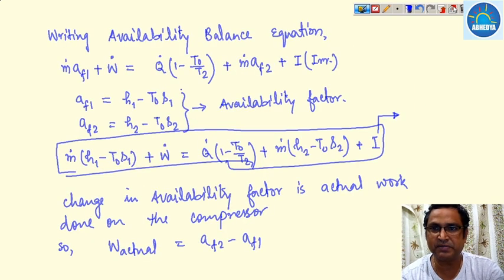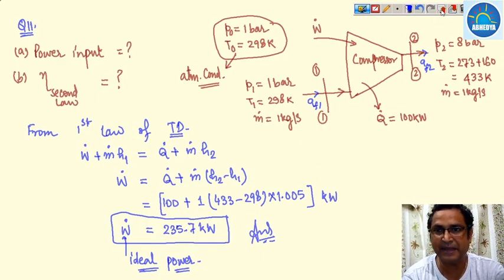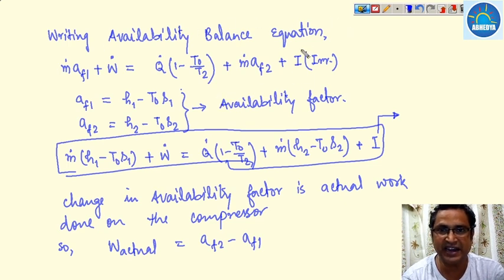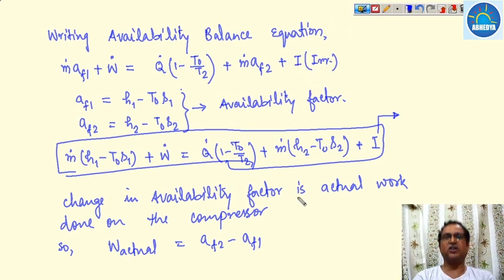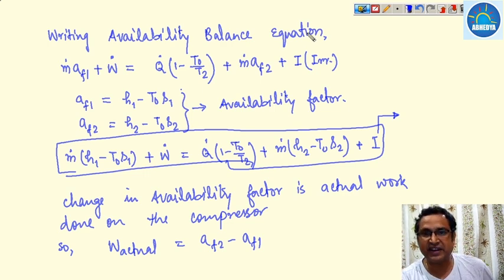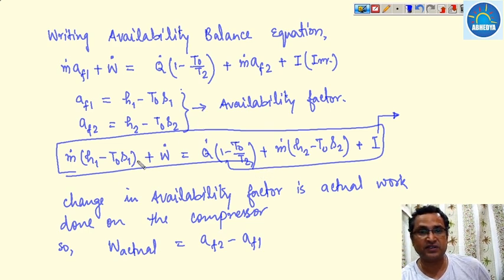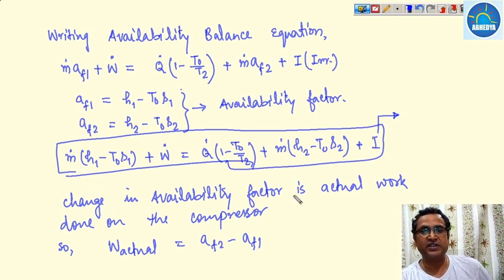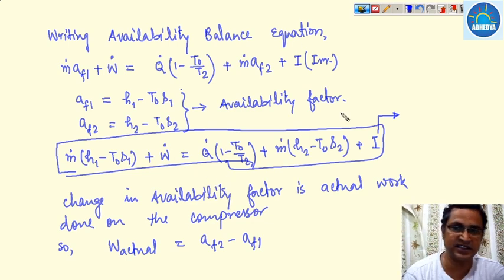So in this question, writing the availability balance equation is very important, and it told us that there is an irreversibility, and because of irreversibility the actual work will be less compared to your ideal work. With the help of this equation we can find the irreversibility also, if you know all these values. Since we have to calculate the actual work, it is nothing but the change in availability factor, which can be calculated in an easy way.